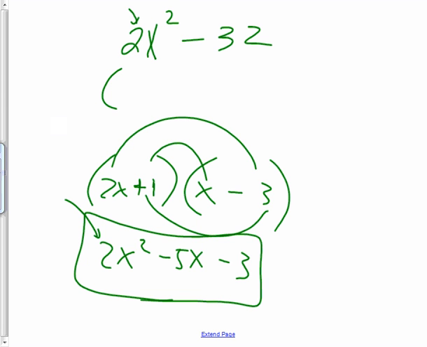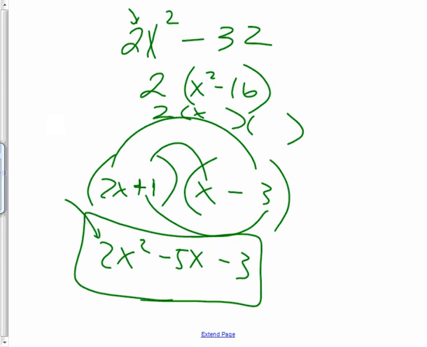And then I can factor out the 2 first. Actually, I should do this. 2 comes out first, and I get x squared minus 16, and then I can go 2, parenthesis, parenthesis, x plus 4, x minus 4. All right.